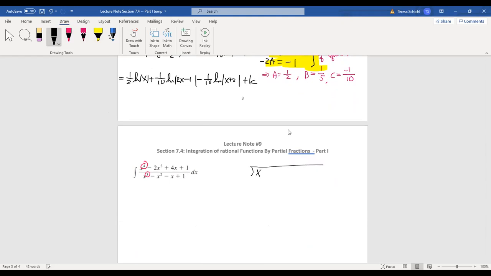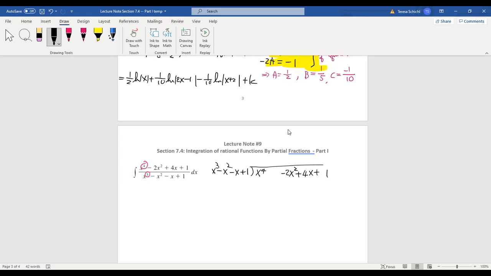So this is x^4, and I need to save a space for x^3, then minus 2x squared plus 4x plus 1. Now here, this is the divisor, x cubed minus x squared minus x plus 1.